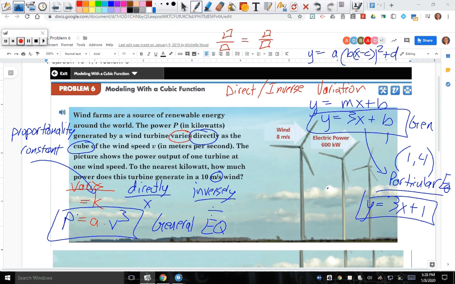So what do I need to give? Separate it. Say it out loud. I need a point. I need a P and I need a V. The P that we were given is 600 kilowatts. The V that we were given is 8. It's still multiplied with the proportionality constant of A.